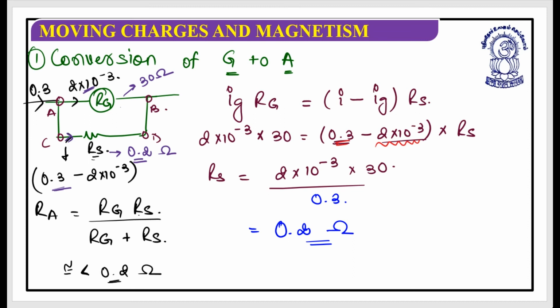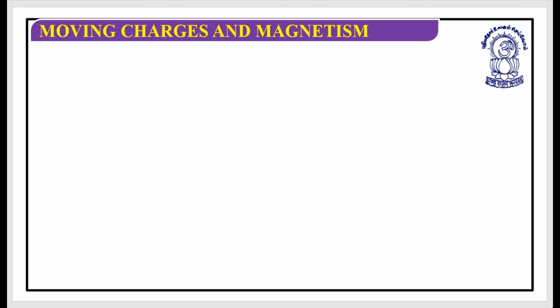So this would be less than 0.2 ohm, and that's why we can say that when we connect an ammeter in a circuit, the resistance of the ammeter does not have any significant effect on the circuit's resistance. Is everything clear? Great. Now let's move to the second part, the conversion of a galvanometer to a voltmeter. So let's begin.